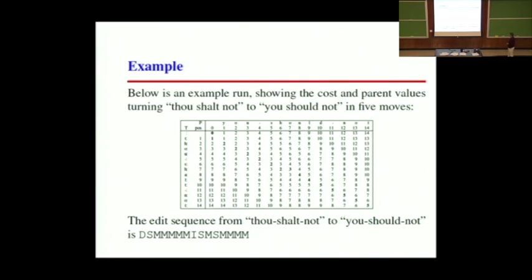According to this, the fact that this is a 5 in the lower corner tells me what? It tells me that there are 5 changes it takes to get from "thou shalt not" to "you should not." How should we do that? What are the 5 changes? Let's write that out.